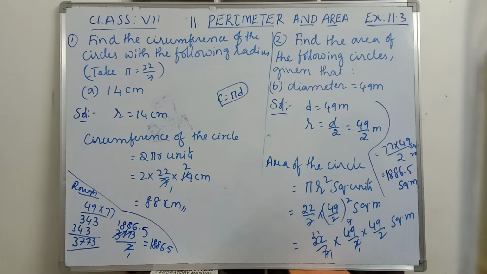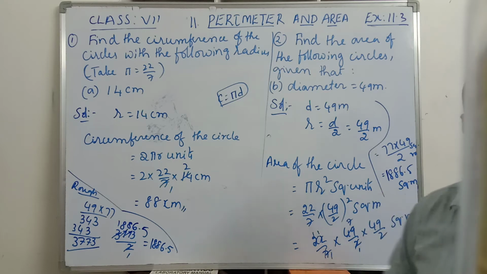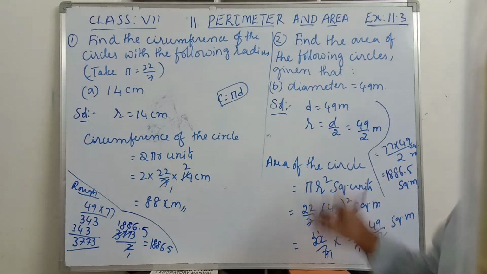It is pi r square units. Is it clear, children? How to find the circumference and how to find the area of the circle? Now we will discuss its application.